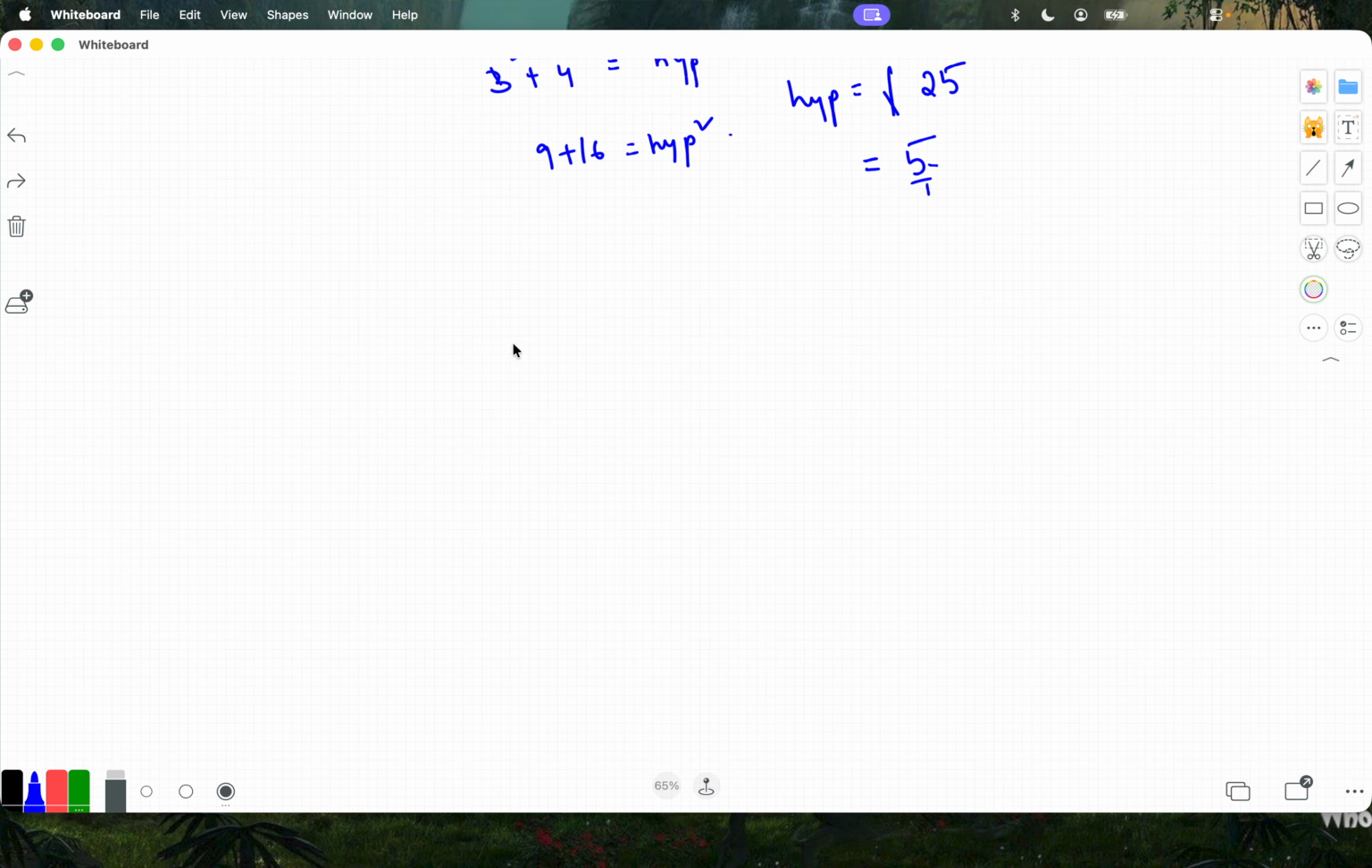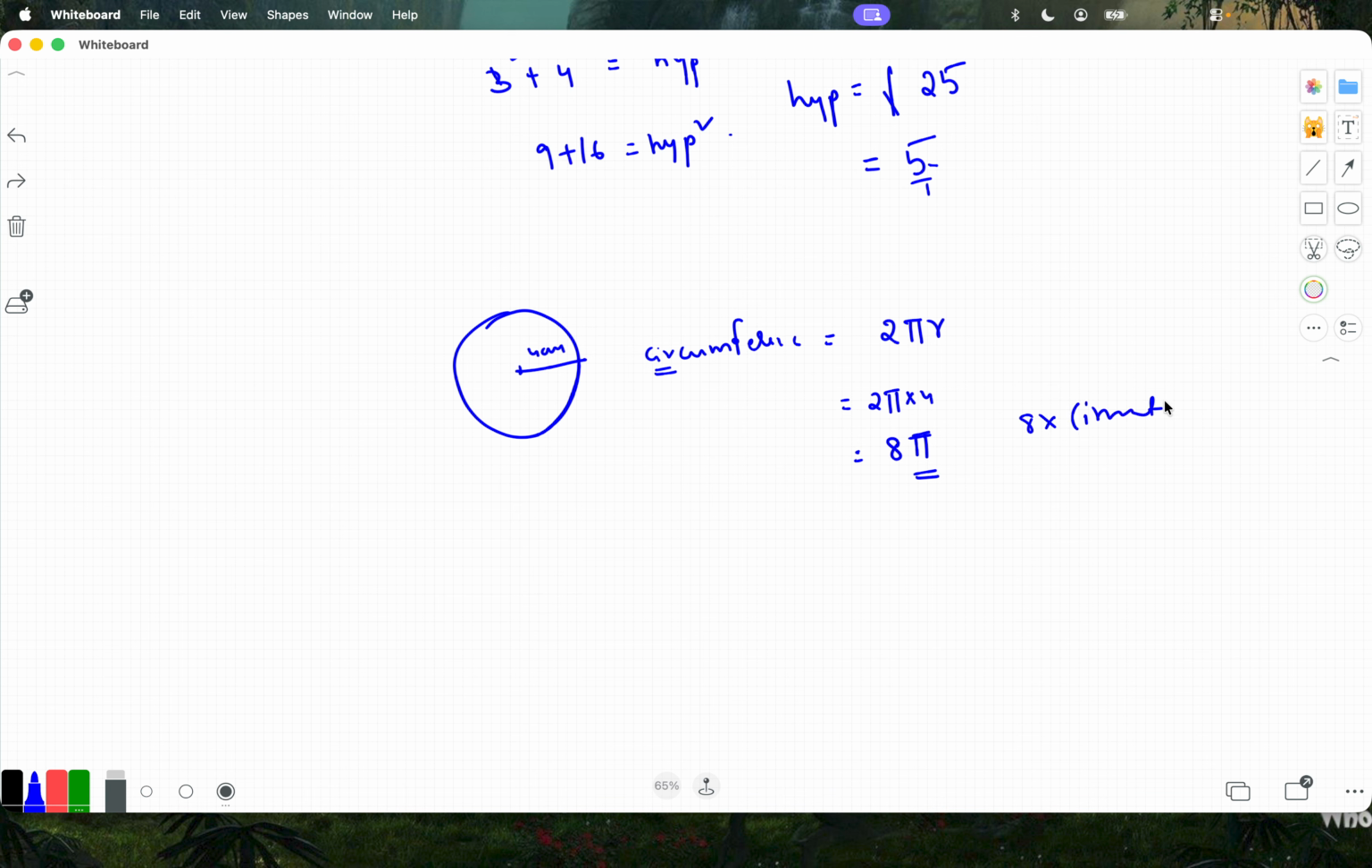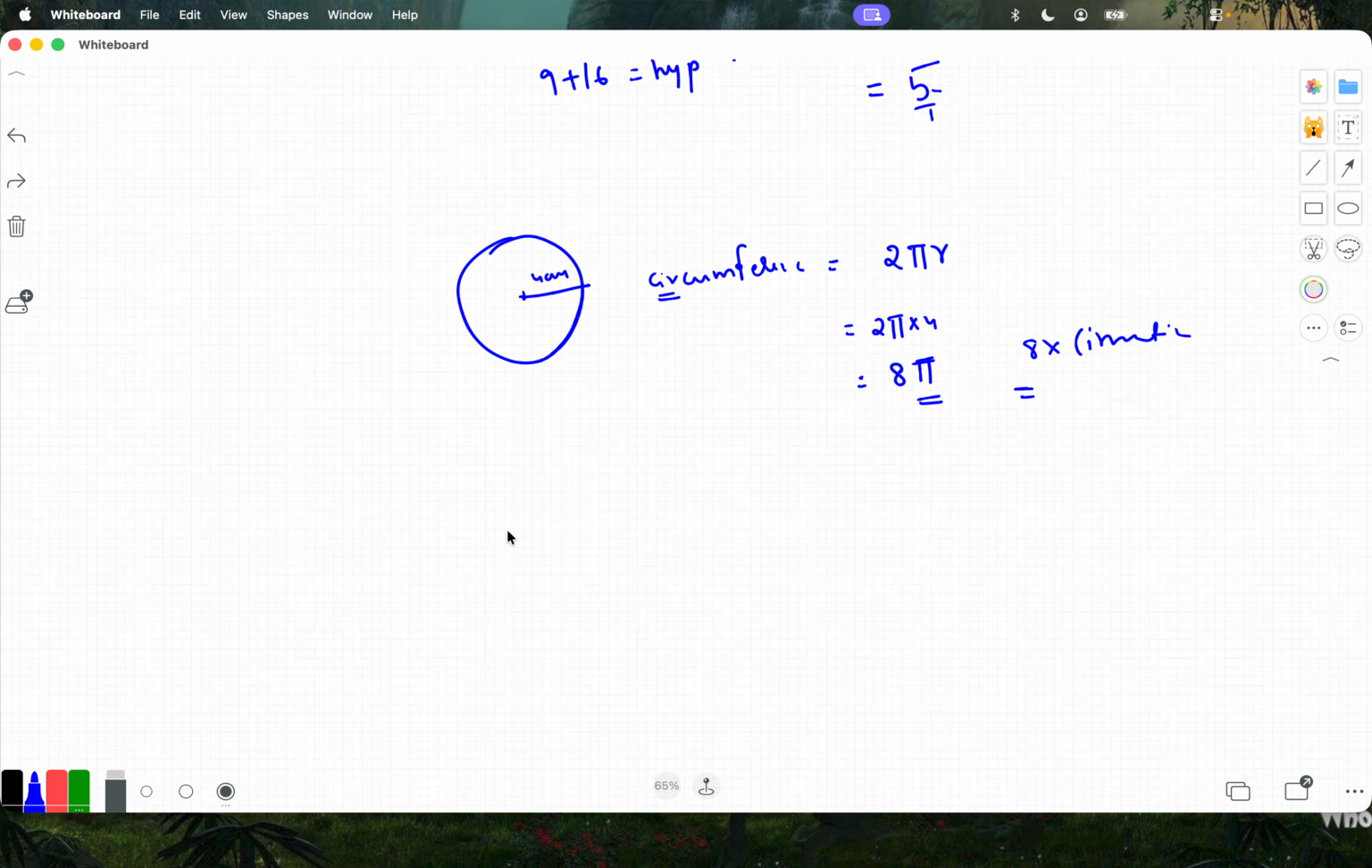Next, say there is a circle with radius 4 centimeters, and we ask if the circumference is rational or irrational. Circumference of a circle is 2 pi r. So 2 pi into 4, that is 8 pi. Since pi is irrational, anything multiplied to an irrational number is irrational. So the circumference of the circle is irrational.